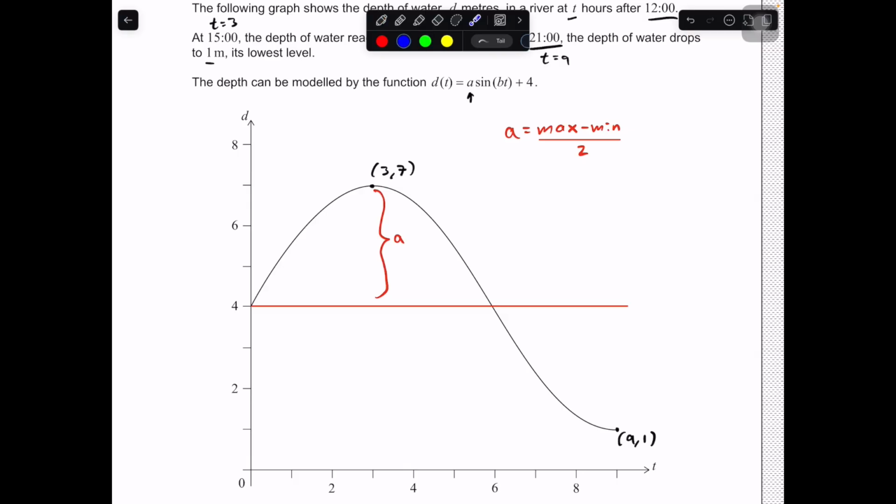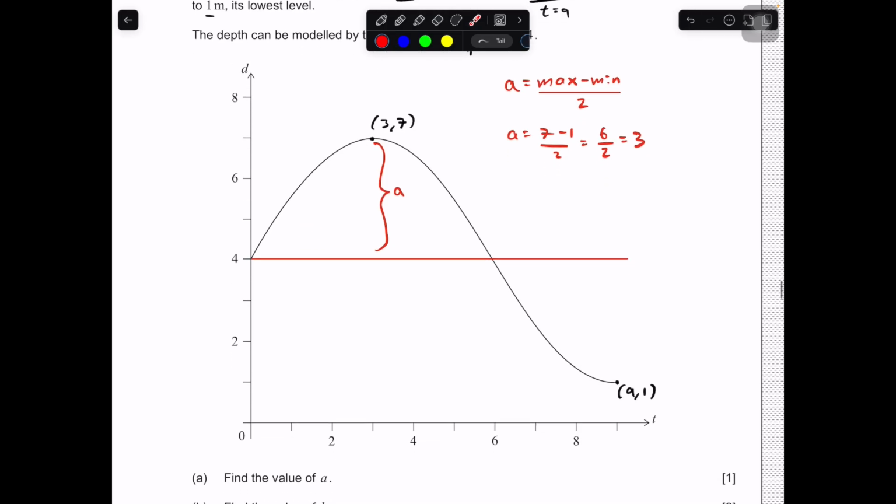If A, for example, is the distance from the midline to the peak, or the height of the wave, if we go all the way from the very highest point to the lowest point, or in this case, all the way from 7 to -1, well, that's going to be a distance of 6, but that's the distance from the highest to the lowest. We just want from the midline to the highest, so we divide by 2, which is going to be 6 over 2, which gives us 3. And that's exactly what we see. From 4 all the way up to 7, we travel a distance of 3. Alright, that is our amplitude.